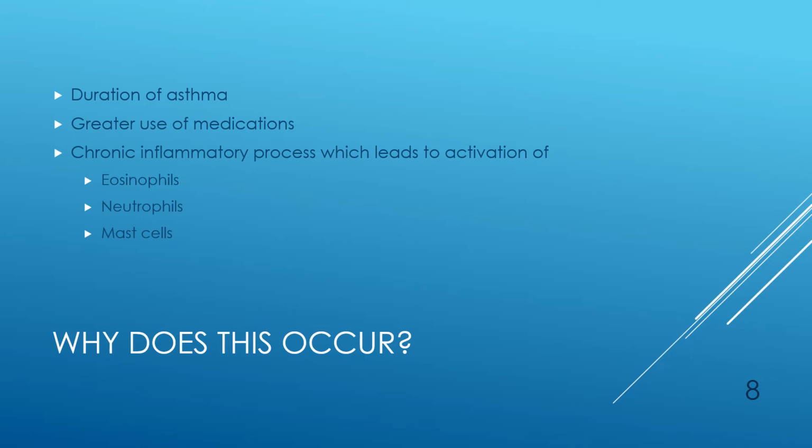Over time, persistent changes in the structure of the airway occur, such as epithelial fibrosis, mucus hypersecretion, goblet cell hyperplasia, epithelial cell injury, smooth muscle hypertrophy, and angiogenesis. So this is the reason why it happens. So the question is, what do you do about it?